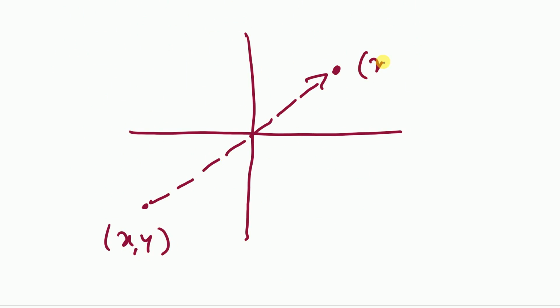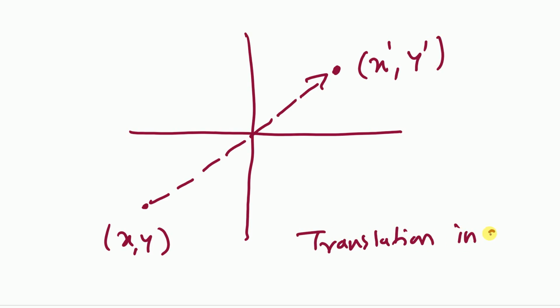Let us see a pictorial representation of this translation. We have an original point over here with values x and y, and this point gets translated by the amount dx and dy, and that's a new point x' and y'. So this is a translation of the (x, y) point to form the new point (x', y') in two-dimensional form.